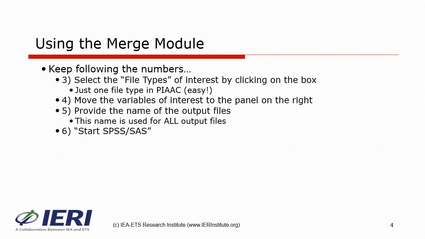You will then select the file types. In PIAC it's easy as there's just one file type. Move the variables of interest to the panel on the right. Provide the name of the output files where we want the data stored, and click on button number 6 to start SPSS or SAS.